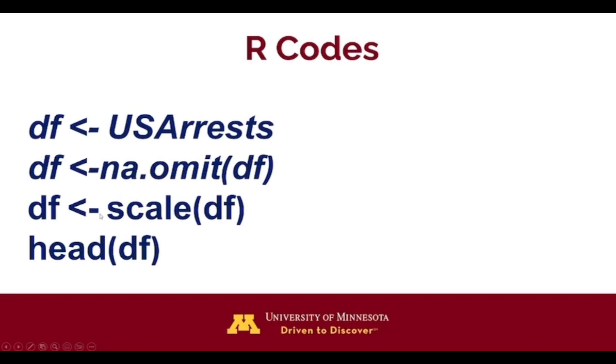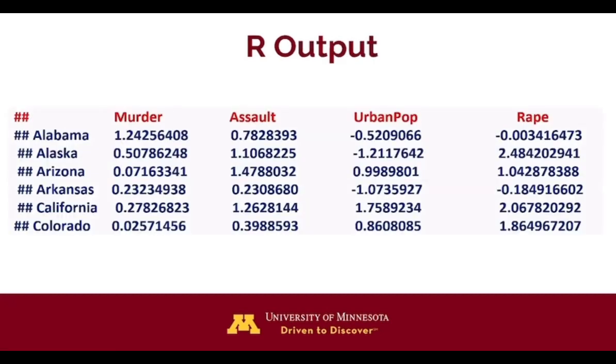Now the next thing, so what are we going to do now? Can we have a way to view the first six rows? That's what head means. We can also view the last six if you put tail. Right now, take a look at this. Don't forget, the variables are murder, assault, urban population, and rape. And the values that you're seeing here have already been standardized. These are not the original values.